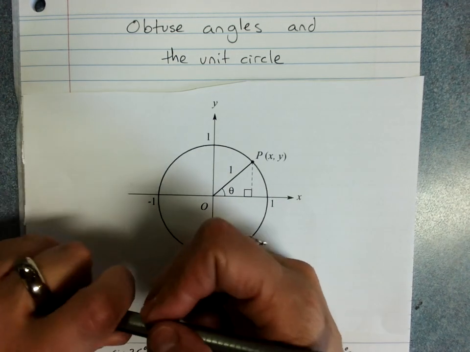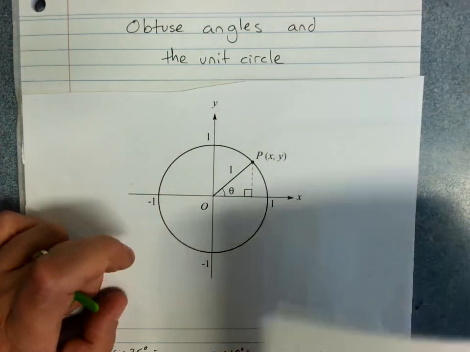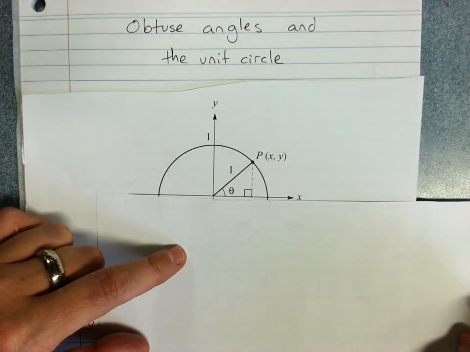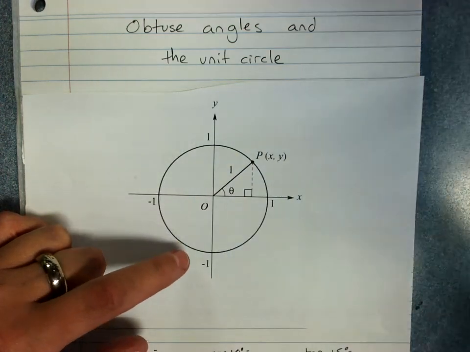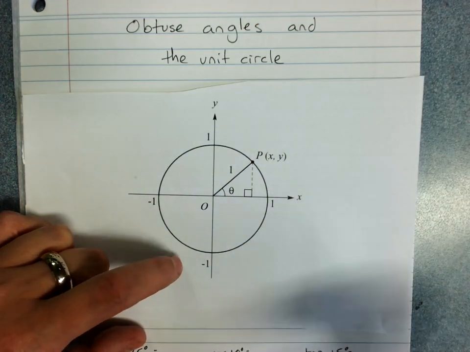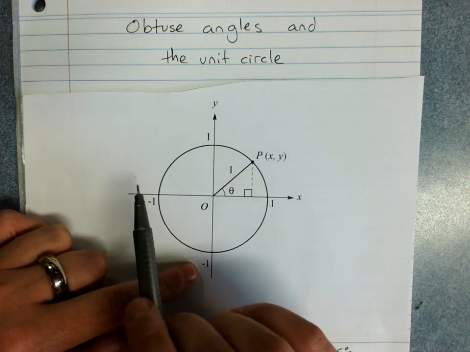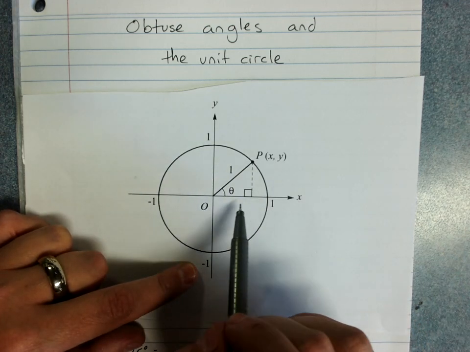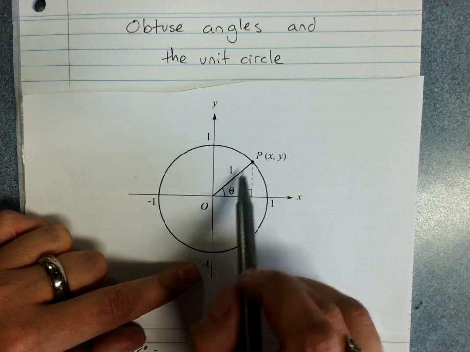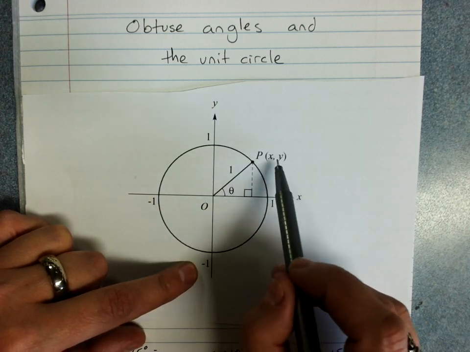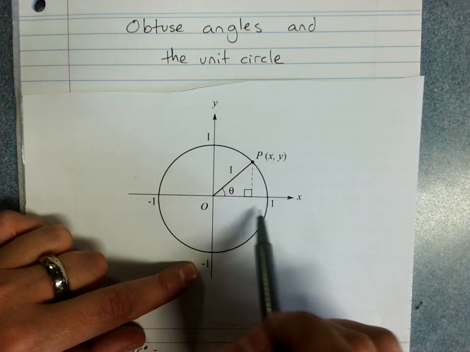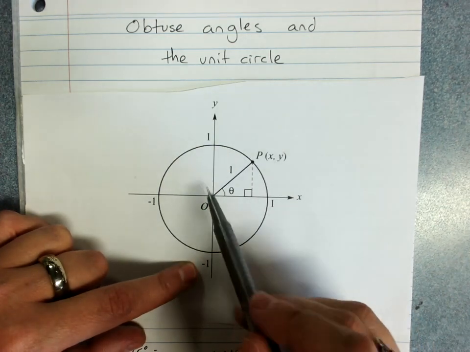So let us have a look. We're going to start with just the top two quadrants, the first quadrant and the second quadrant. We'll get to the later quadrants in another lesson. Any point, for example, this point P on the unit circle, has the coordinates x, y, because we're on the number plane.